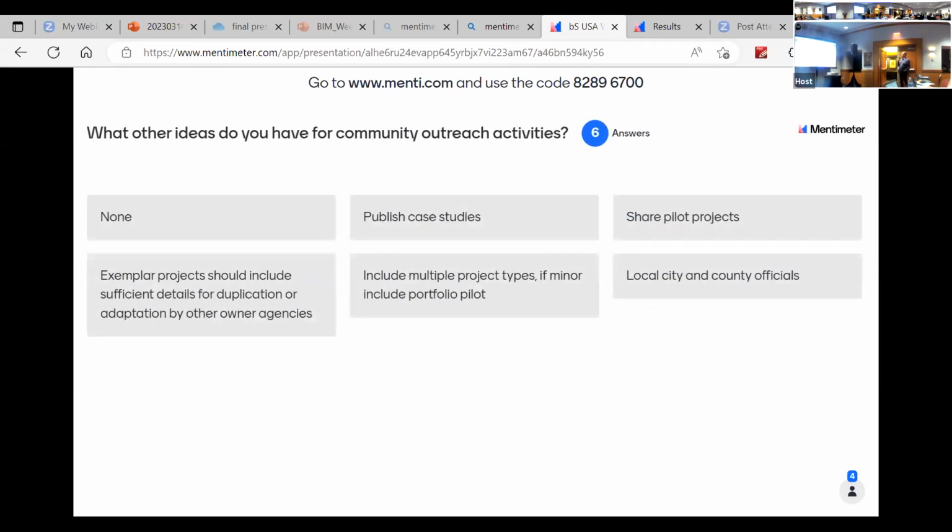So what other ideas for community outreach activities? Example projects should include sufficient details for duplication or adaptation by our own agencies. Yeah. There are obviously legal implications there, perhaps, but certainly as much transparency and reuse of data as possible. Publish case studies. Case study as a pilot project. I think so. Include multiple project types with minor projects. Include portfolio for pilot.